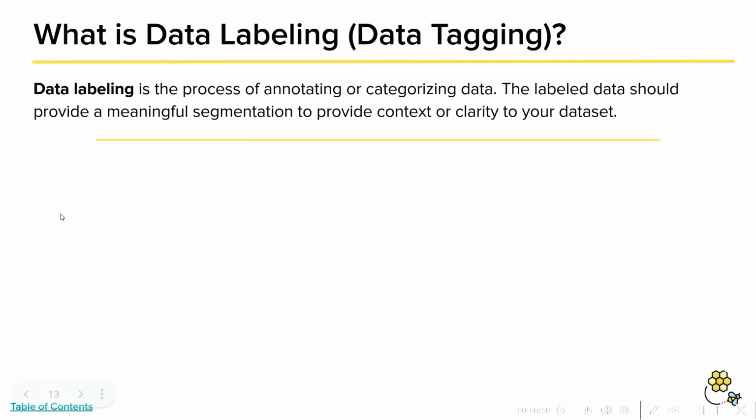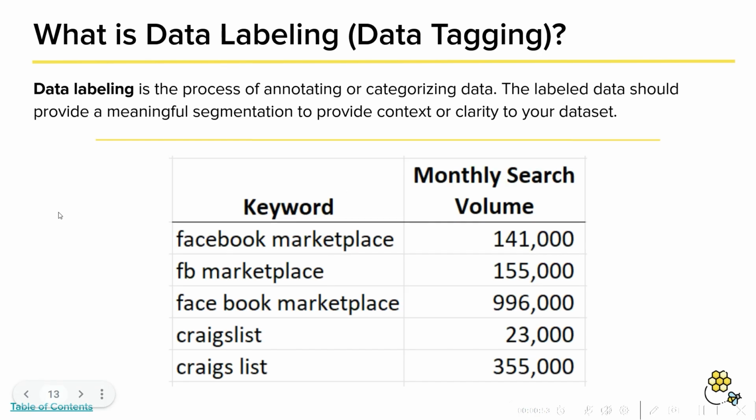Let's take this data below, for example. The data shows keywords or search terms that people enter into Google. The monthly search volume on the right represents how many times someone searches for this term on Google per month. Side note, digital marketers use this as a way to measure demand.